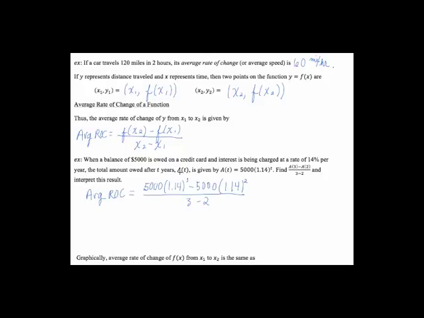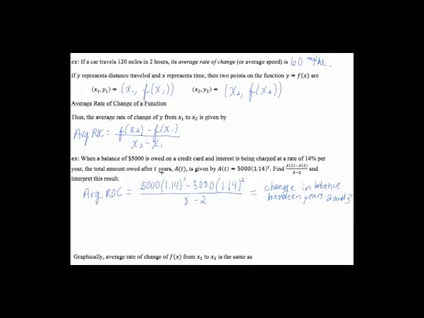If we look at this, this is actually the balance after 3 years, and this value right here is the balance after 2 years. So when you subtract the balance after 2 years from the balance after 3 years, what you're looking at is the change in the balance between years 2 and 3. And it's divided by 1 because we're only looking at the change over 1 year here.